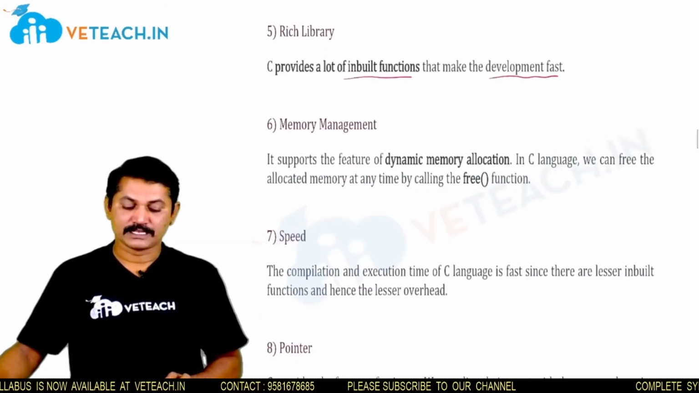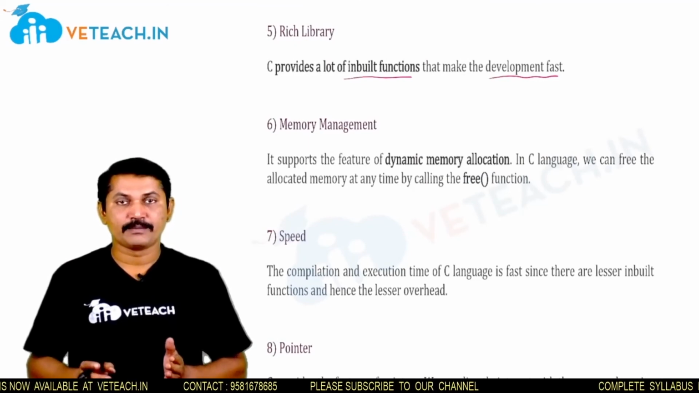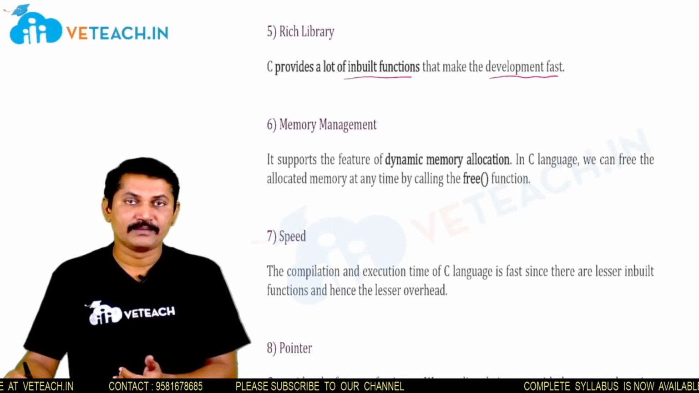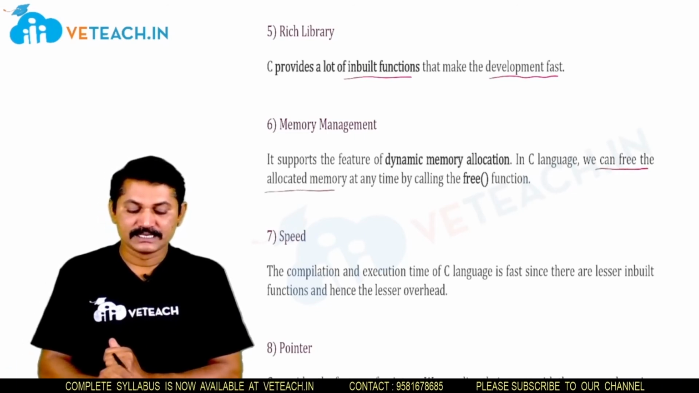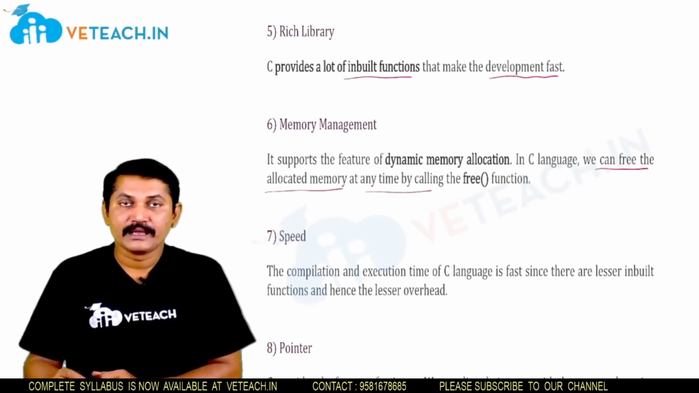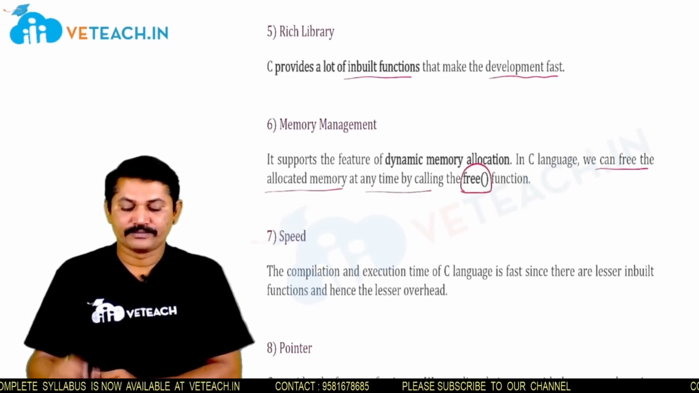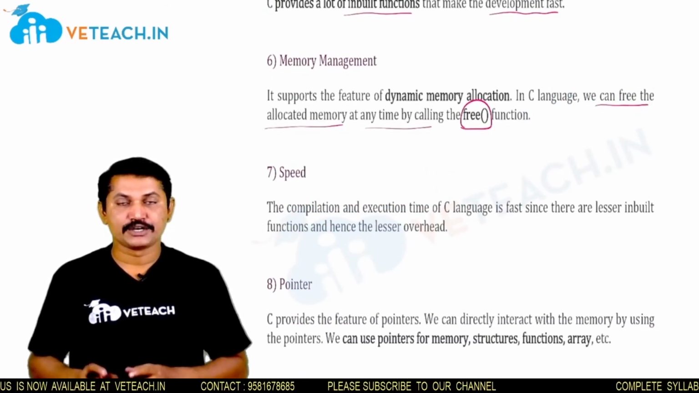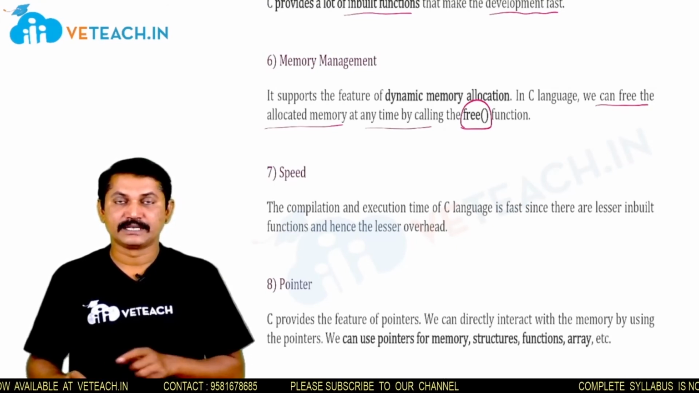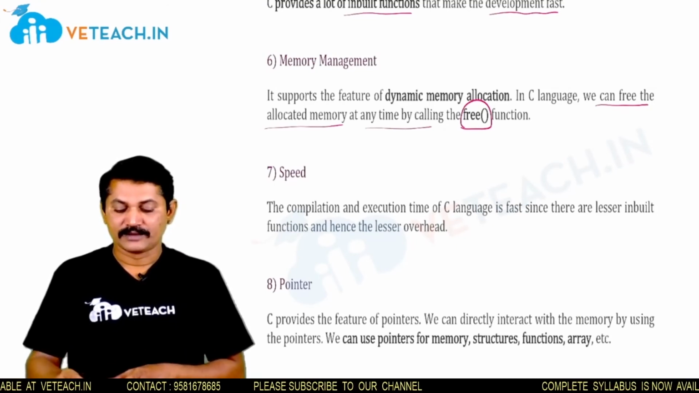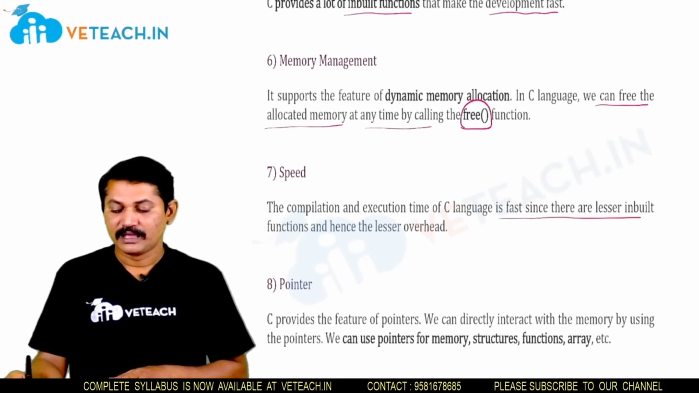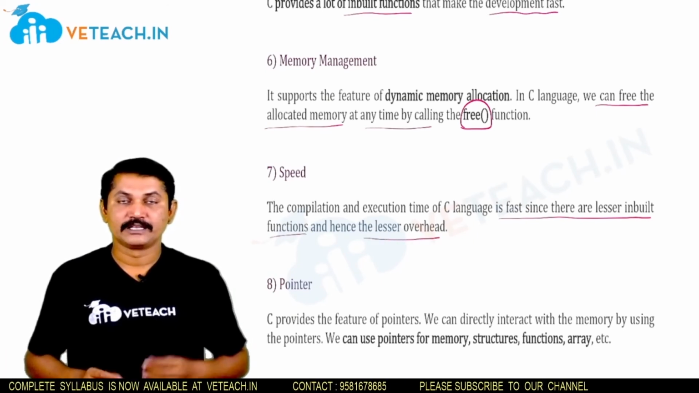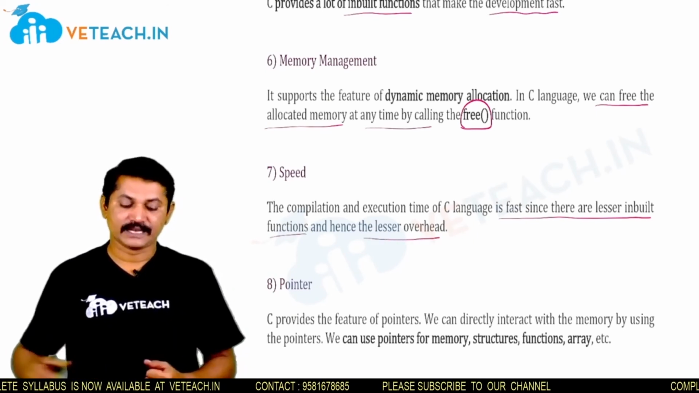Next one is memory management. It supports the feature of dynamic memory allocation. In C language, we can allocate memory dynamically, and we can free up the allocated memory at any time by calling a special function called free. The next one is the speed of programming. The compilation and execution time of C language is fast, since there are fewer inbuilt functions and hence less overhead. That means the speed of execution is also very fast.